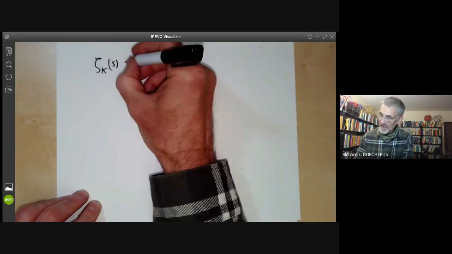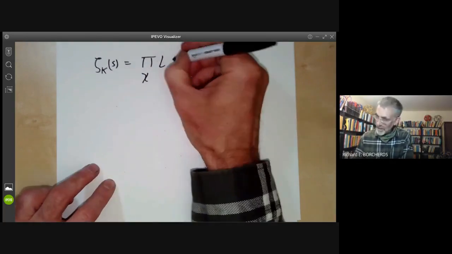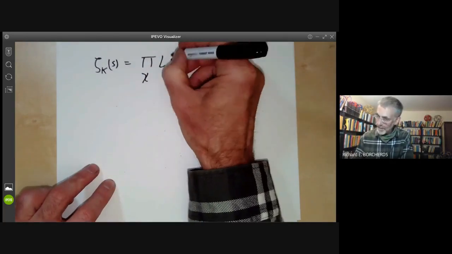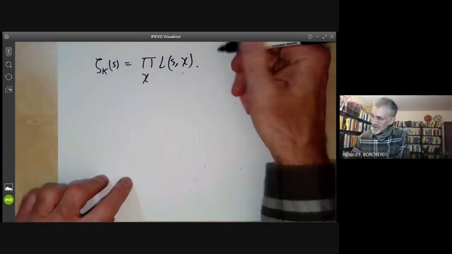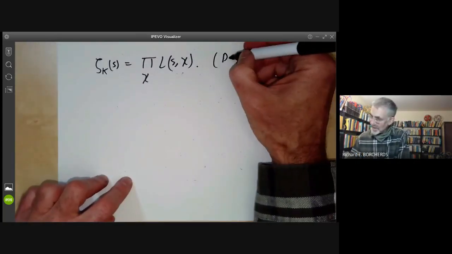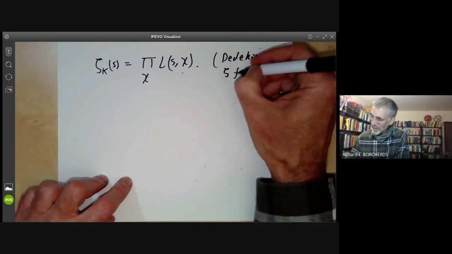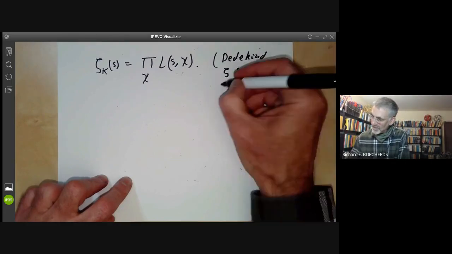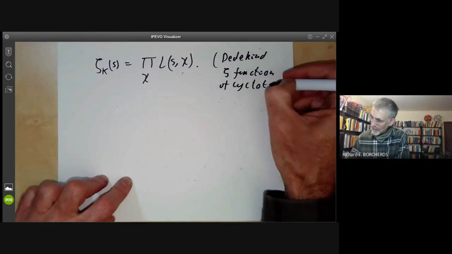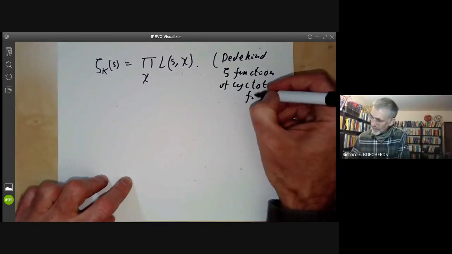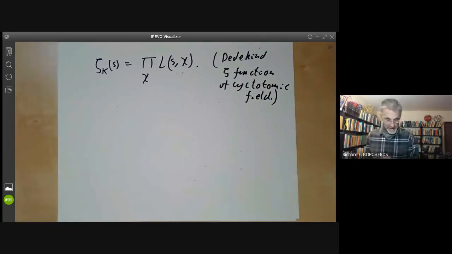I'm going to define zeta(s) to be a product over all characters of L(s, chi). If you want to know where this comes from, it's actually something called the Dedekind zeta function of a cyclotomic field. I won't explain this in more detail because we don't need to use this.